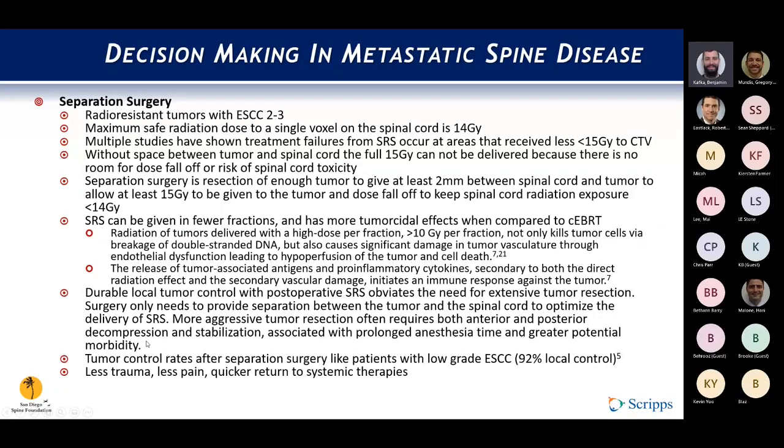And so once you give that 2 millimeters of space, the local control rates are the same as a patient with low-grade epidural spinal cord compression, which is about 92% local control. So the general mantra of separation surgery is less trauma, less pain, and a quicker return to systemic therapy.